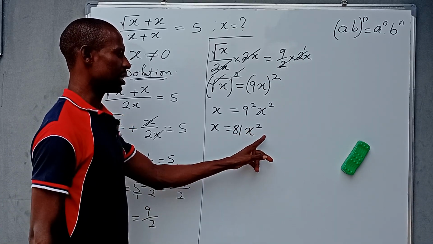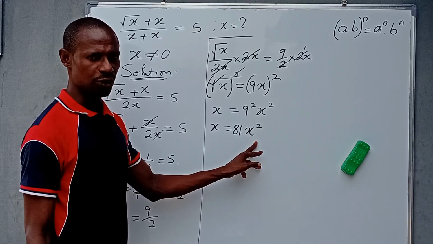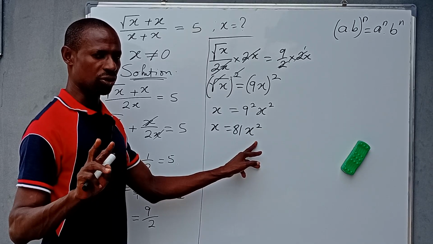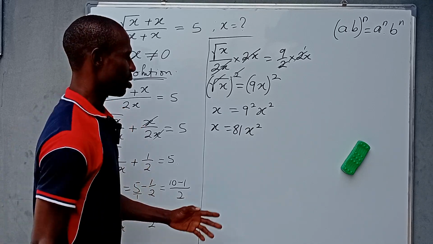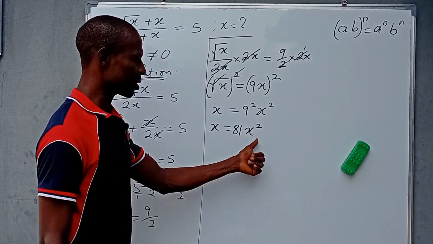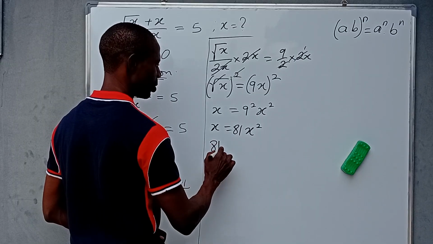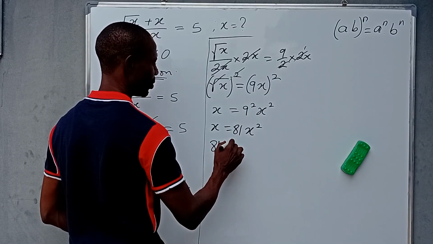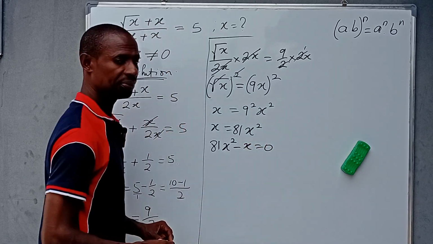From the expression we have here, the highest power of the variable is 2. It means we have to solve for 2 roots. So for us to get the 2 roots, all you need to do is move this x to the other side of the equation. When you rearrange, you give us 81x to the power of 2 minus x is equal to 0.